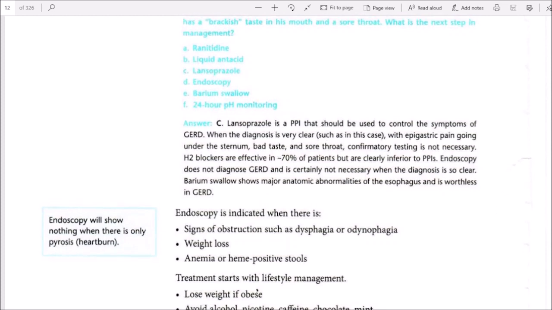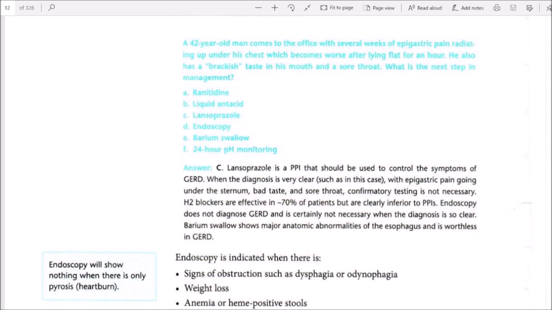Lansoprazole is a proton pump inhibitor that should be used to control symptoms of GERD when the diagnosis is not very clear, such as in this case. With gastric pain going under the sternum, bad taste, and sore throat, confirmatory testing is not necessary. H2 blockers are effective in 70% of patients but are clearly inferior to proton pump inhibitors. Endoscopy does not diagnose GERD and is certainly not necessary when the diagnosis is not so clear.